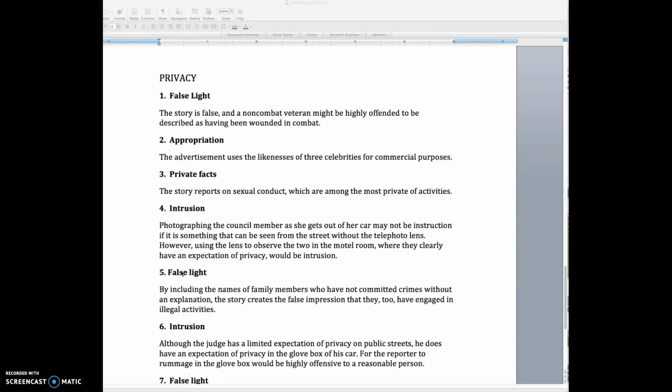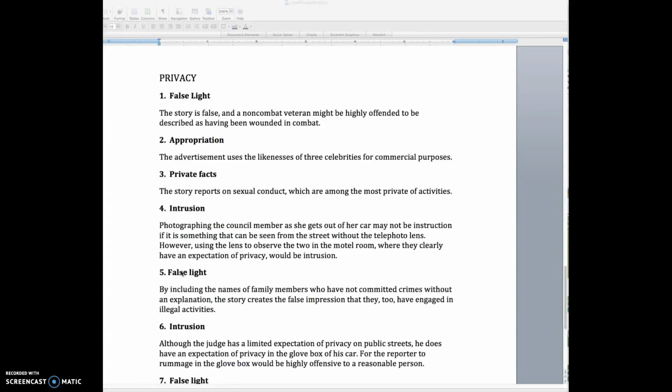Number 2, a local car dealer wants to run an advertisement that promotes the low prices for his vehicles with the headline, "Bargains that outshine the stars." To illustrate the advertisement, the car dealer wants to use photos of famous Hollywood stars such as George Clooney, Jennifer Aniston, and Matt Damon. Well, as we saw in the last screencast, that would be misappropriation, that right of publicity, where the advertisement is using the likenesses of 3 celebrities for commercial purposes. Pretty cut and dried on that one.